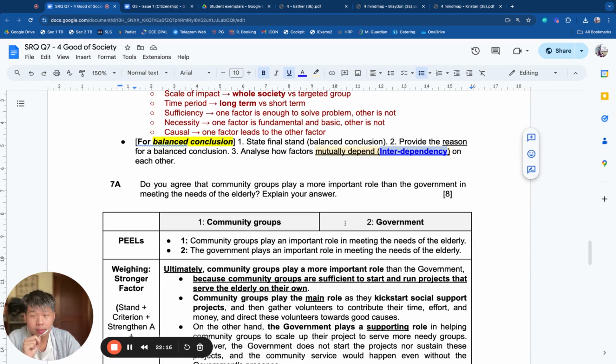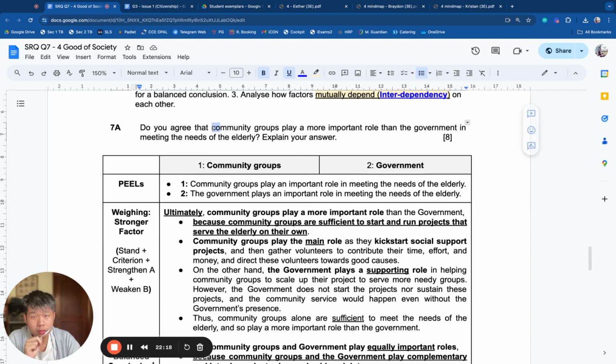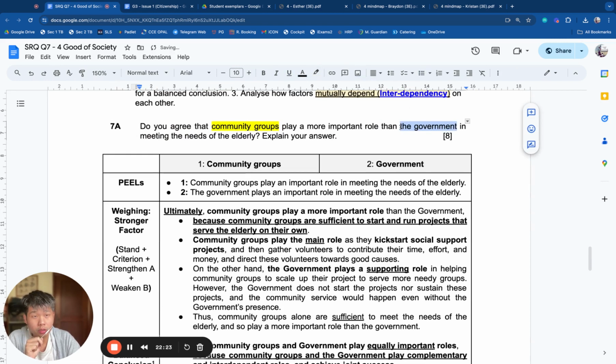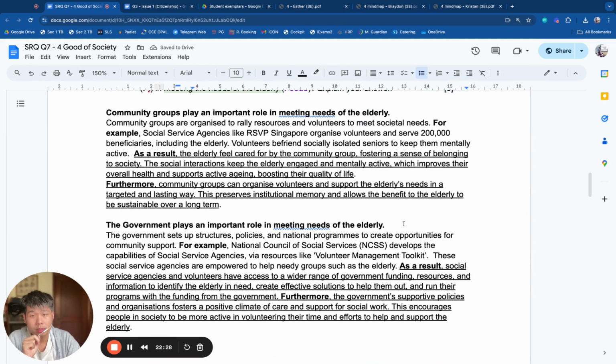Okay, so in this case, do you agree that community groups play a more important role than the government? Recall that in our essay, we say on one hand, the community groups were on the ground, interacting directly with the elderly, and the government was providing the funding, creating the solutions, and helping from the backstage. Front stage, backstage, direct, indirect, right? On the ground and supporting role.